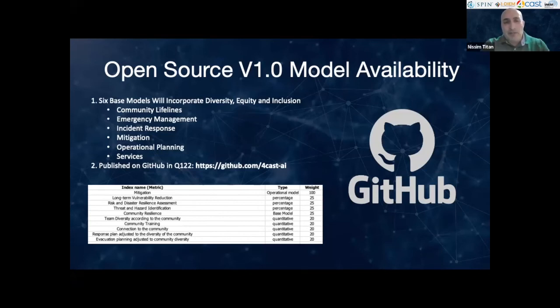Okay, so we published a full framework of the model. We're publishing also different, let's call it, basic models, or much smaller models based on different subjects, like community lifelines, incident response, mitigation. And like we spoke, for now, we started implementing mainly equity and diversity in the mitigation process, in the preparedness process, and in the response itself. And hopefully, as we get more of your insights, we will have a much better model.